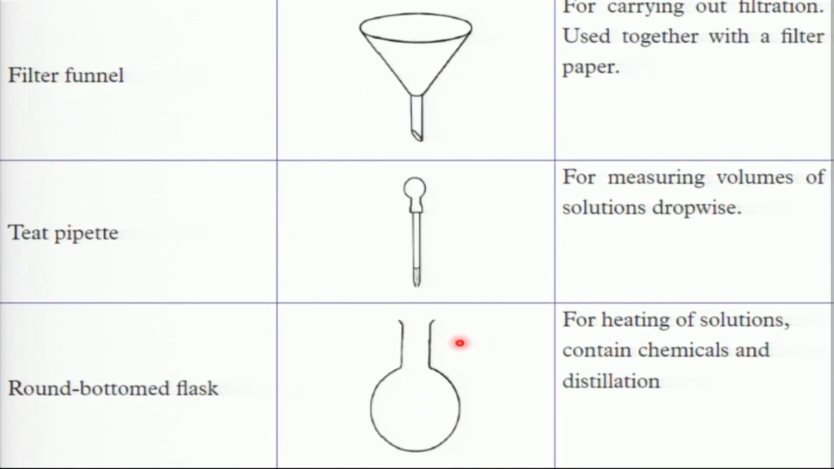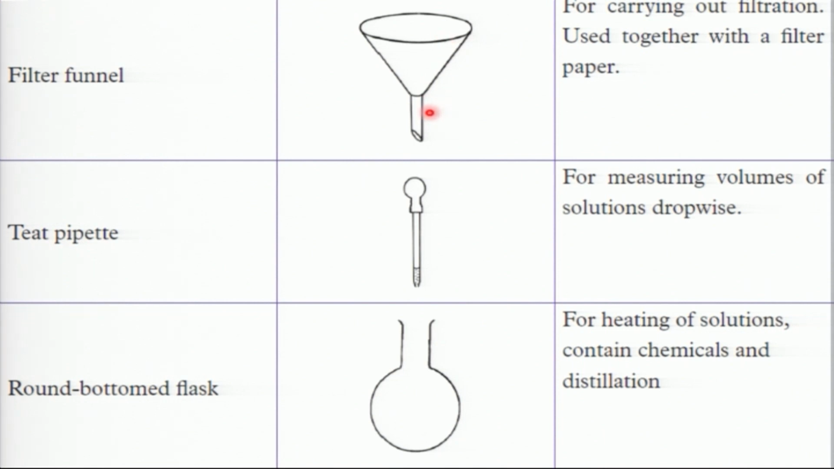We have the filter funnel. The filter funnel is used to carry out filtration. As the name says, the filter funnel is used together with the filter paper. Normally you get what we call a filter paper. You insert it there. Then you want to filter some substances. You pour into the filter funnel here, which holds a filter paper. Then the residue will remain on the paper. Then the filtrate will move through the filter funnel.